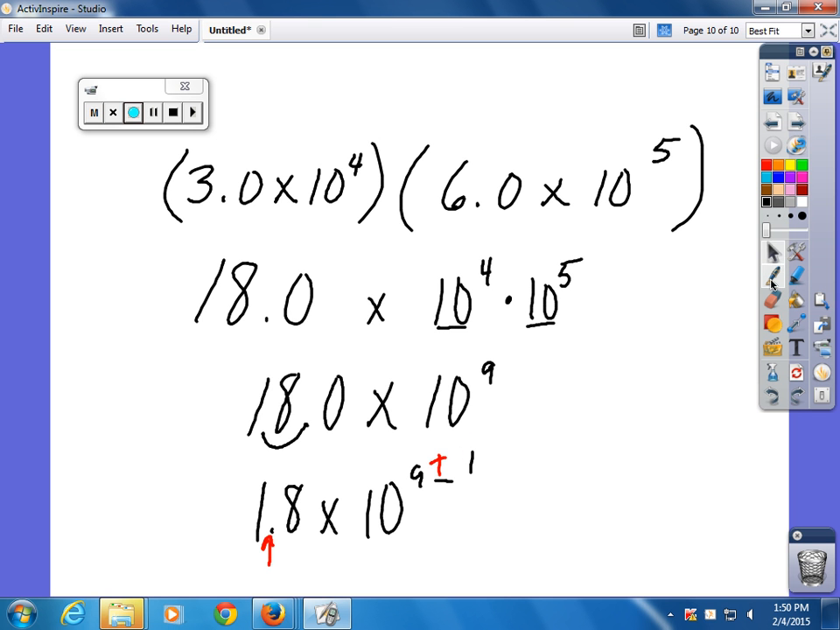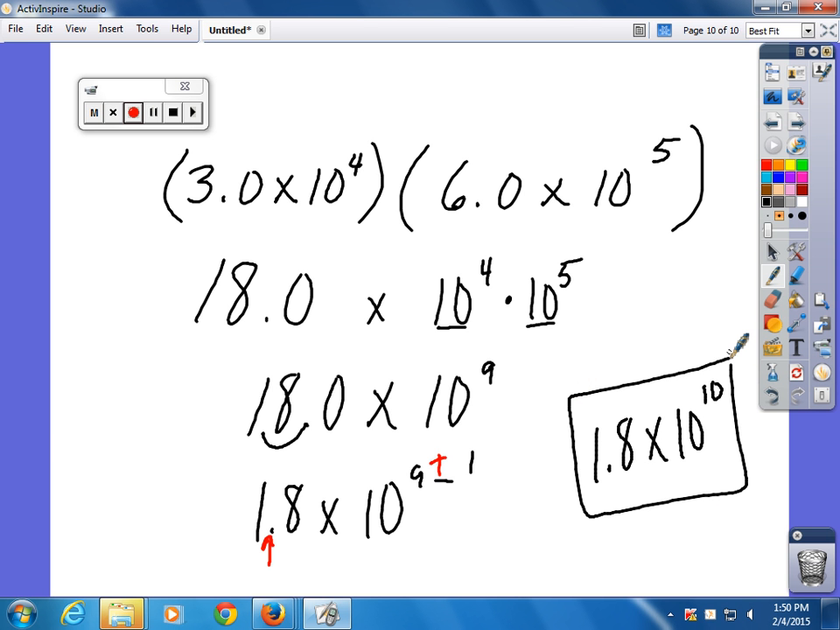So your answer is 1.8 times 10 to the what? 10th power. That is the only way that I have learned to do that and not get confused. But you do whatever you want. If it ain't broke, don't fix it. If you got 1.8 times 10 to the 10th, and you did it your way, and it ain't broke, you keep doing what you're doing.